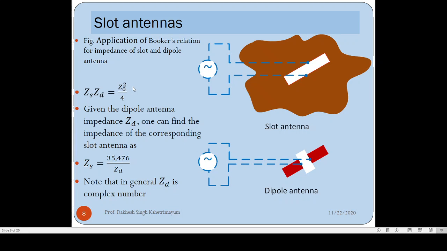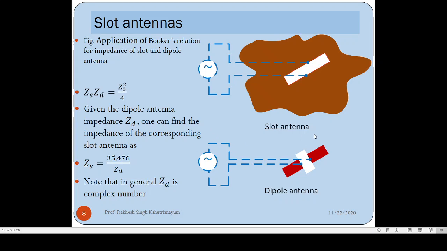We can apply this Booker's relation for finding the impedance of a slot antenna. Let's consider this simple example. We have already studied dipole antennas. So this is the structure of a dipole antenna. You have an upper arm of the dipole and a lower arm of the dipole. We put the dipole at the center, and we connect this dipole with a source at the center, so this dipole will start radiating. You find out the impedance for this dipole. We already know how to find the impedance for the dipole. So I know the impedance of this dipole. I denote it by ZD.